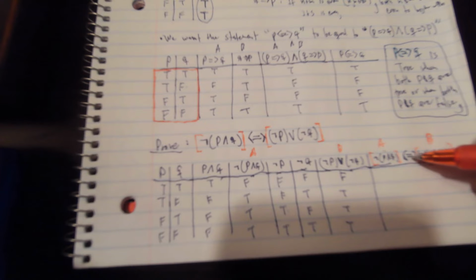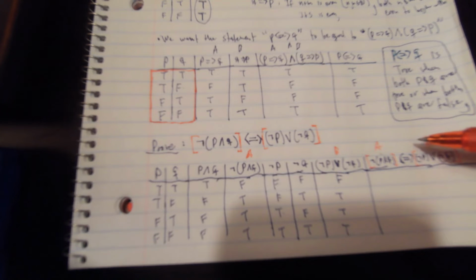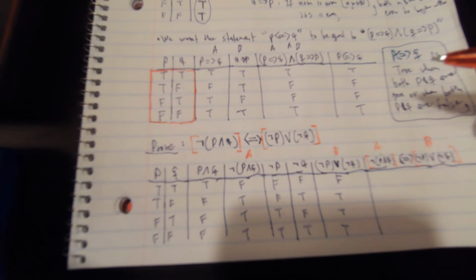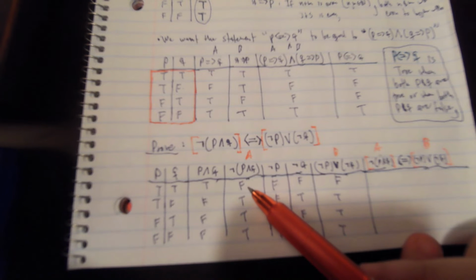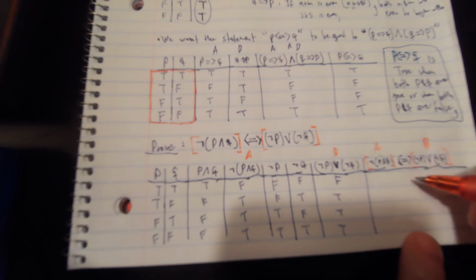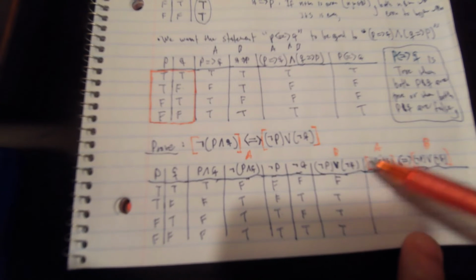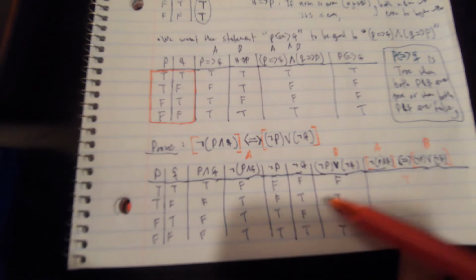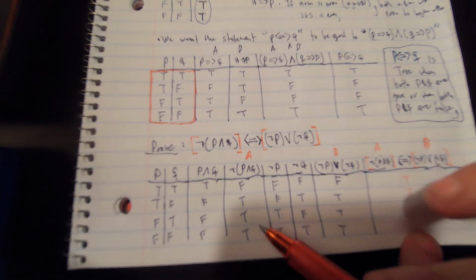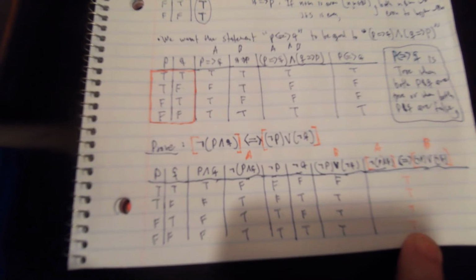The if and only if statement is only true when they're either both true or both false, right? So if A is false and B is false, then this thing is true, because if A was false and B was false, then A if and only if B needs to be true. This is true and that's true, then that's true. This is true and that's true, then that's true. And this is true and that's true, then that's true. Okay.